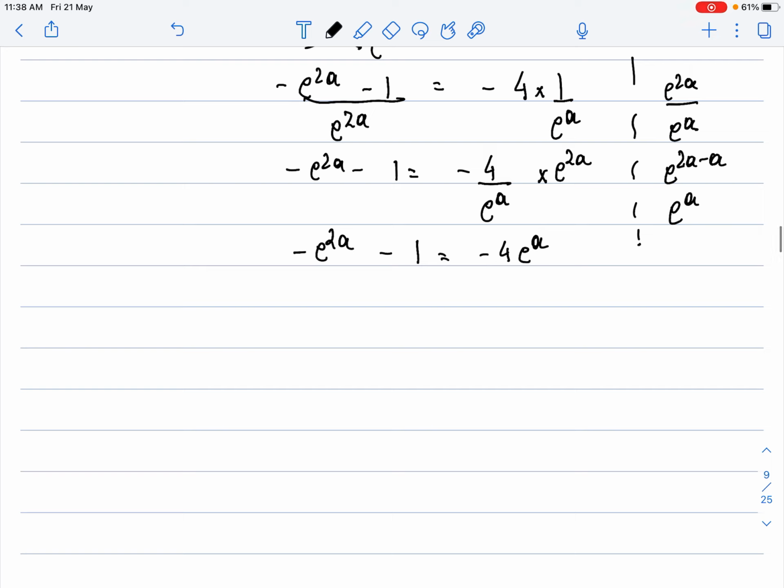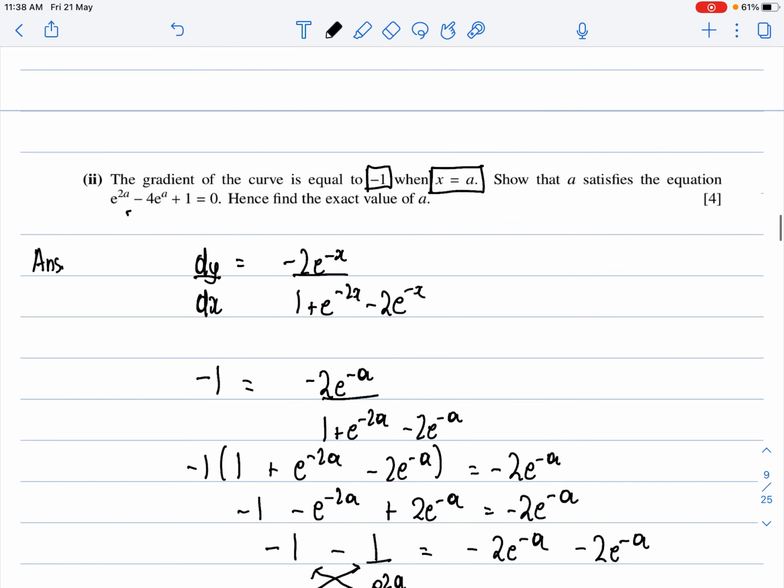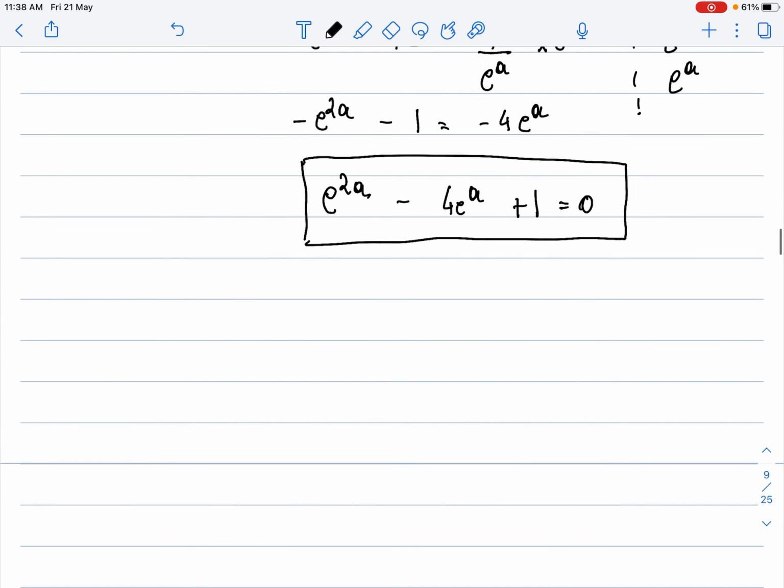So now I can write this as e raised to 2a minus 4 e raised to a plus 1 is equal to 0. This is what I needed to prove. Now I need to find the value of a. Let e raised to a be u. So I have u square minus 4u plus 1 is equal to 0.